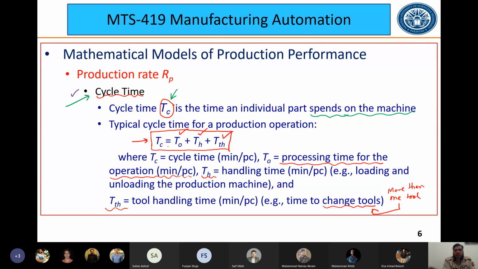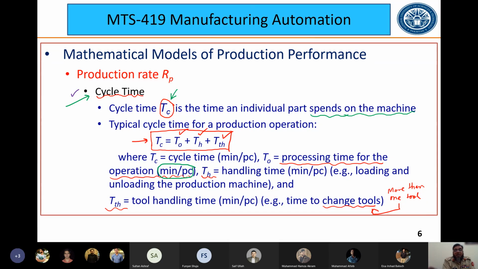So a typical cycle time of a production operation can be given by TC, which is the summation or sum of TO. What is TO? The processing time for the operation. So whatever operation you are carrying out, how much time is it going to take? Let's say you are carrying out turning on a lathe machine. So how much time will be required to carry out that turning? So this will be given in minutes per piece. So how much time you are taking per piece.